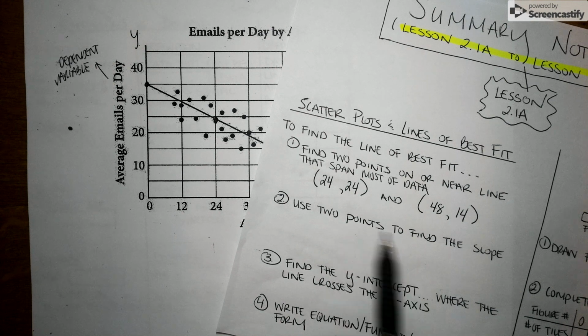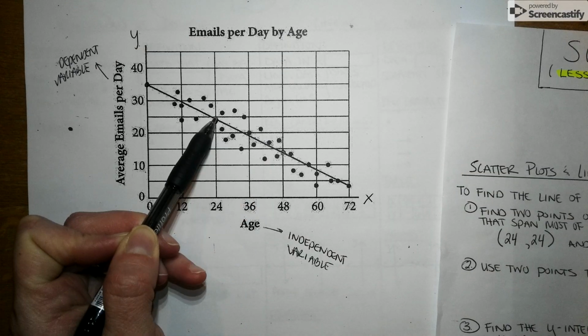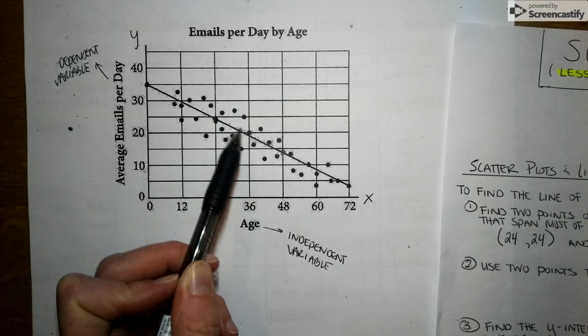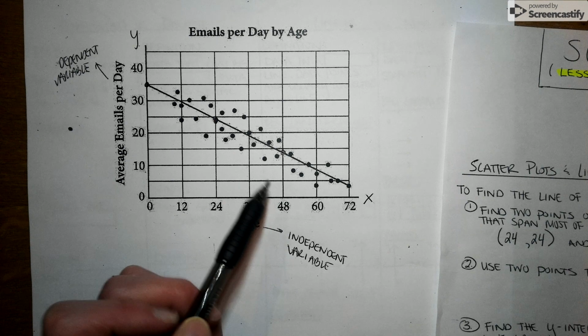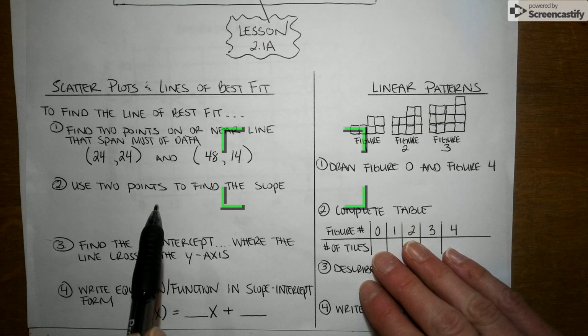Again, the reason why I picked both of these points is because both of those points fall on my line of best fit, and one is a little bit closer to 0 on the x-axis, while the other is a little bit further away. So now that I have my 2 points, I'm going to use those points to find the slope.